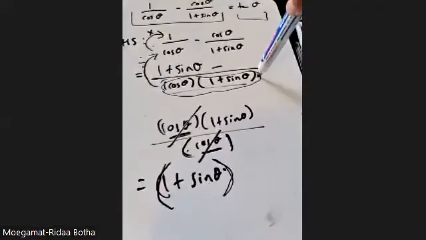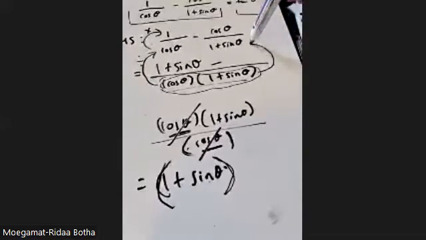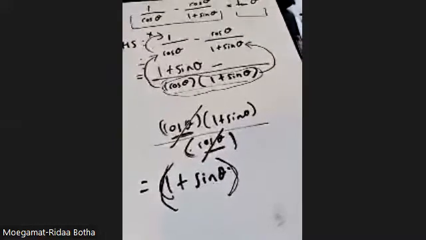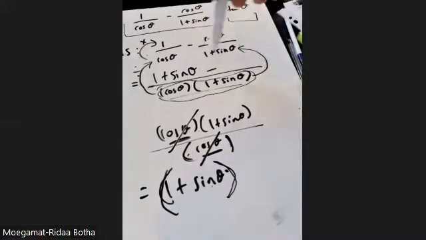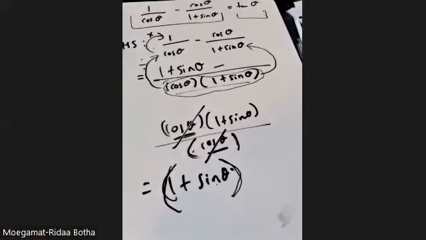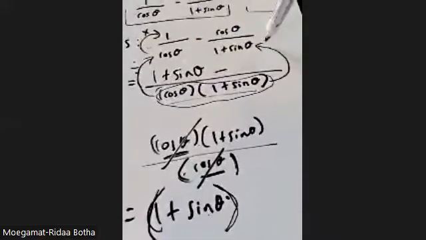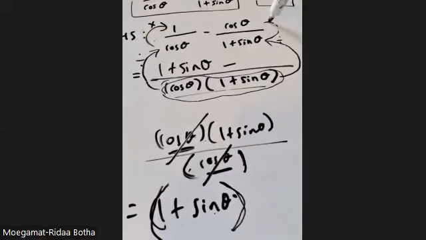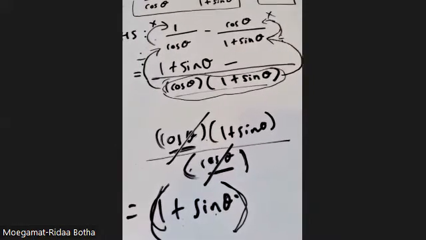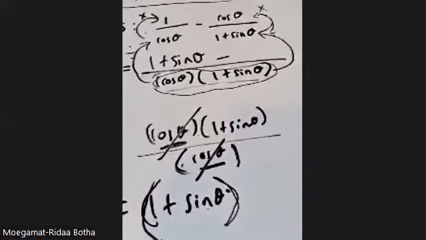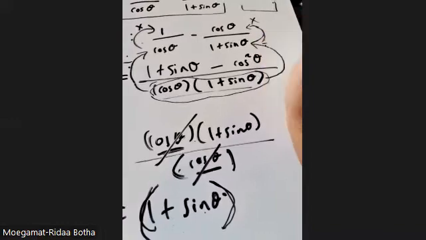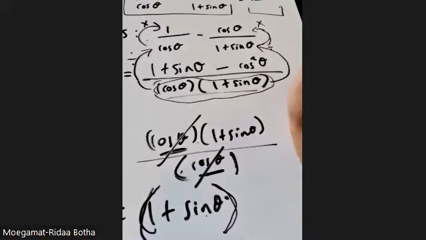Times it by 1 plus, times it cos theta by the cos theta. Good. Because if you divide this by this, then the 1 plus sine theta will cancel out, right? So then we're left with cos theta. And then you times the cos theta with the cos theta. And then what do you get? What's cos theta times cos theta? Cos squared theta. Correct. Cos squared theta. Okay.